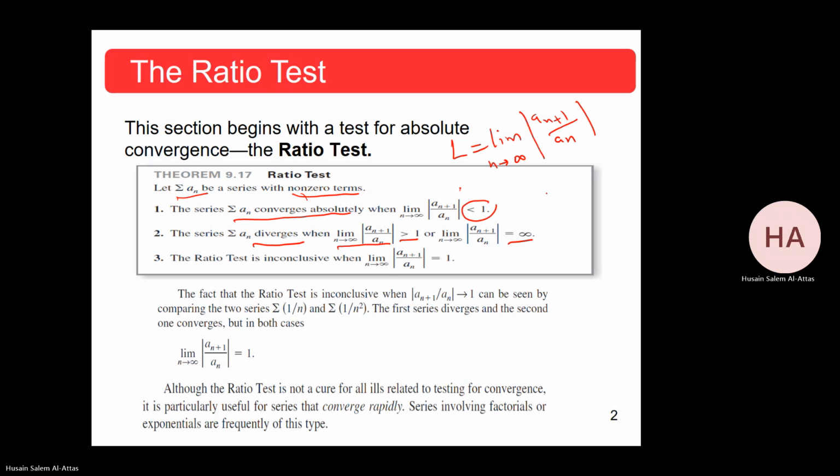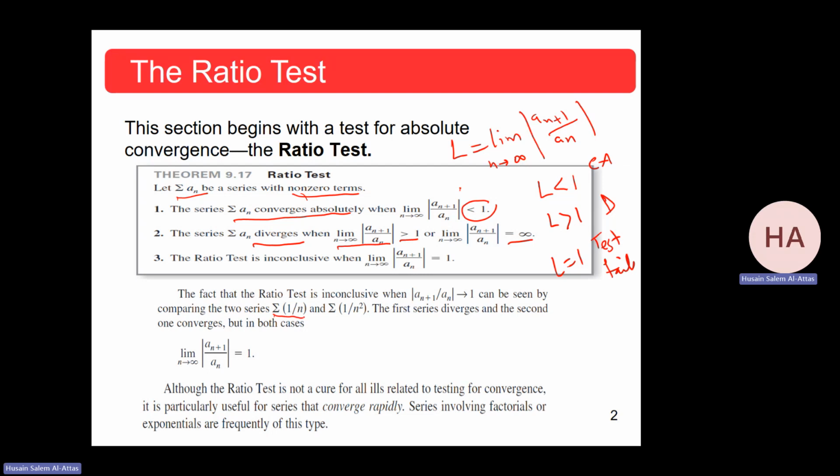So you have three cases. L less than 1, converges absolutely. L greater than 1 or L equal to infinity, diverges. L equal 1, the test fails. Cannot conclude anything. You need to think about other tests.